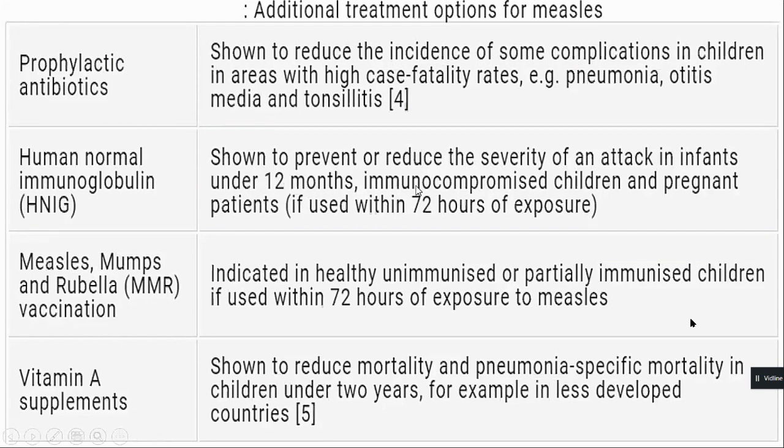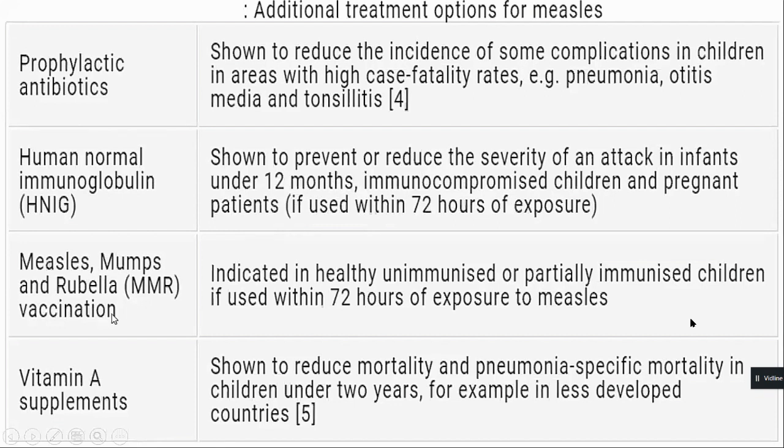So if you find this option, you have to check the age in the scenario. Under 12 months. Also immunocompromised children. They can ask you clearly, for example, human normal immunoglobulin, when to use. If you find the option under 12 months, you can choose. Immunocompromised children, you can choose. Pregnant patient, if used within 72 hours of exposure.